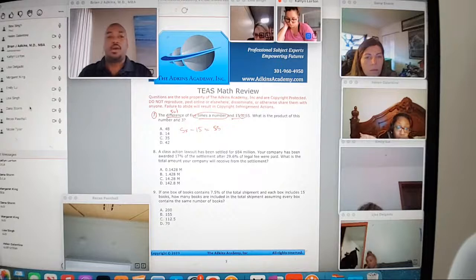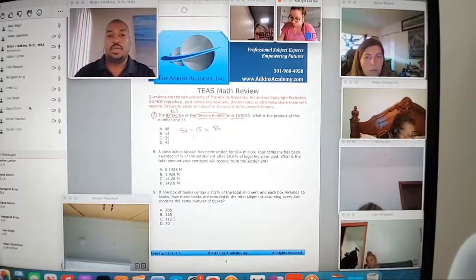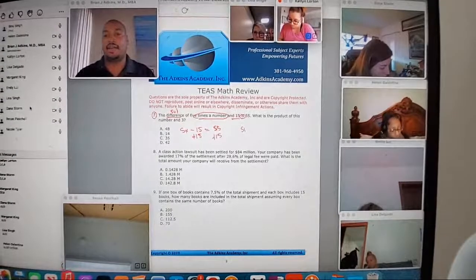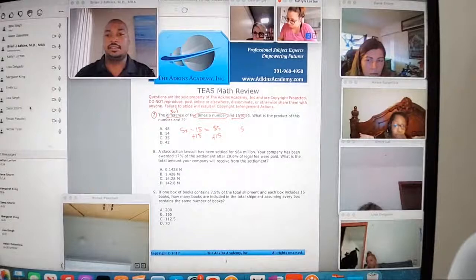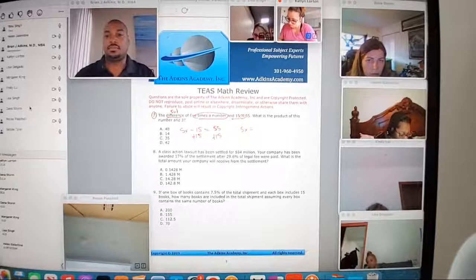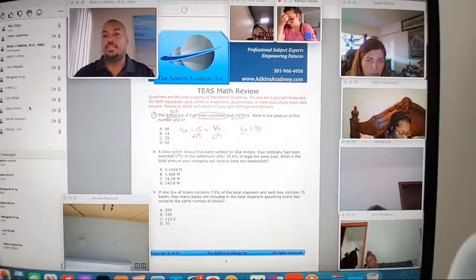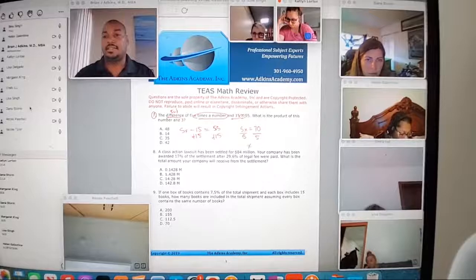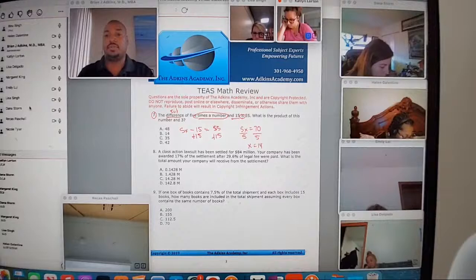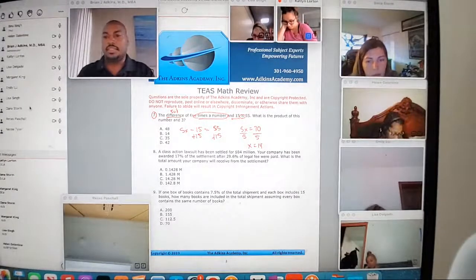Okay, so now with that, and you'll have questions like this on the test, you have to then solve for the variable. So if we add 15 to both sides, then 5x is equal to 70. If we divide both sides by 5, then x is equal to 14, because we know 5 times 15 would give us 75. So 5 times 14 gives us 70.